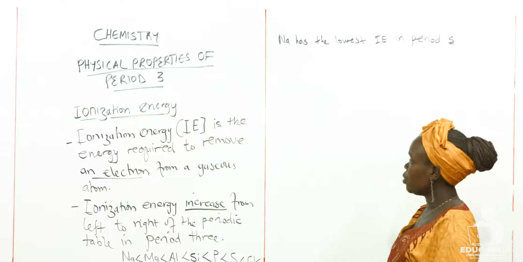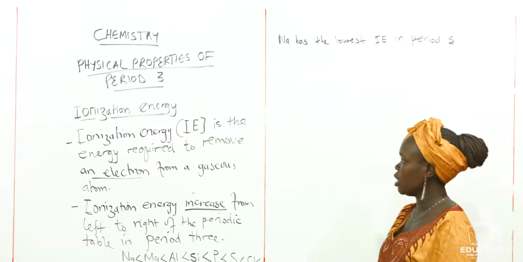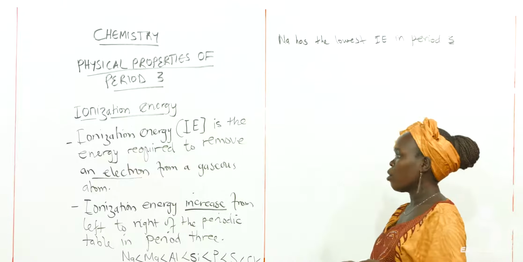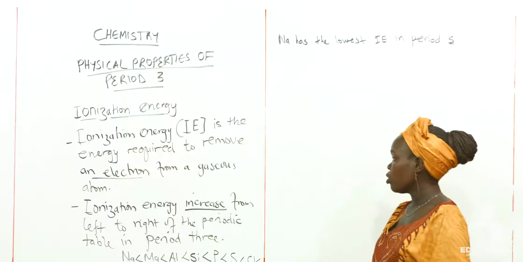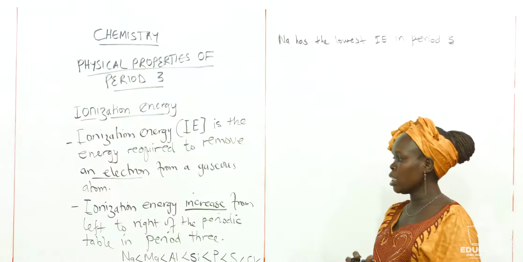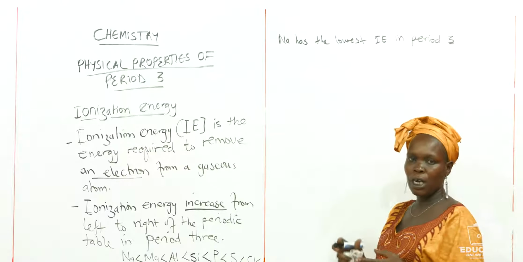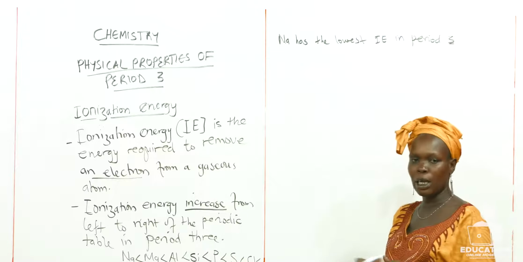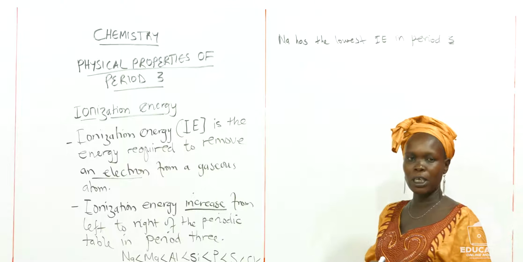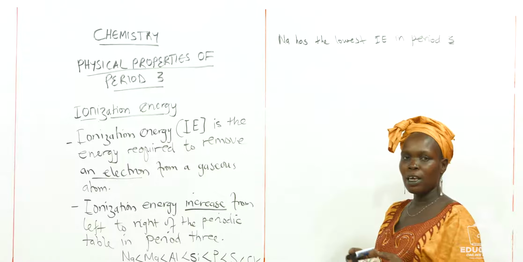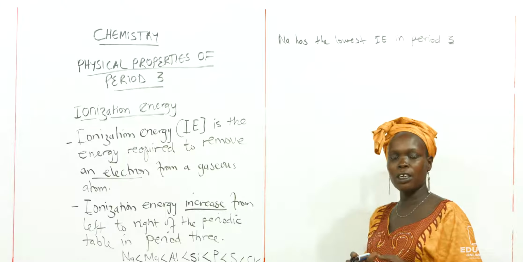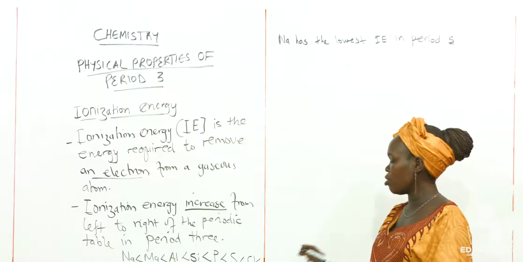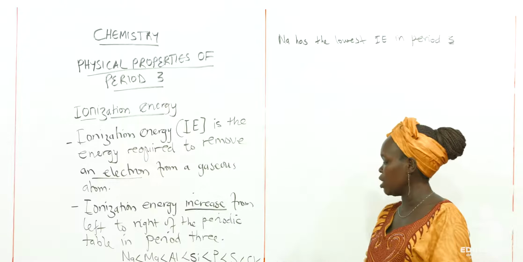So learners, we need to remember that ionization energy is the energy required to remove an electron from a gaseous atom. Also remember that ionization energy increases from left to right in period 3, from sodium to argon. The element with the lowest ionization energy is sodium, and the one with the highest ionization energy is chlorine.